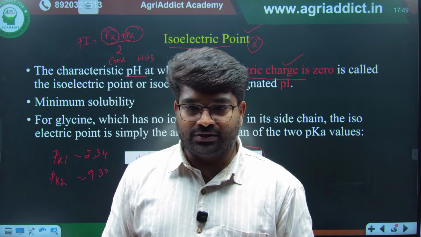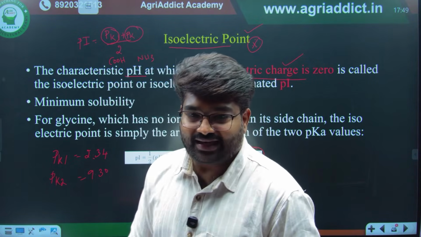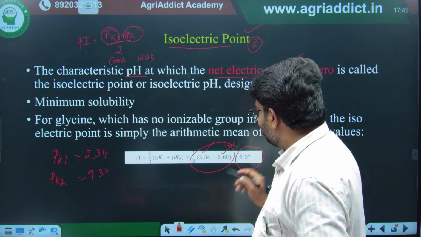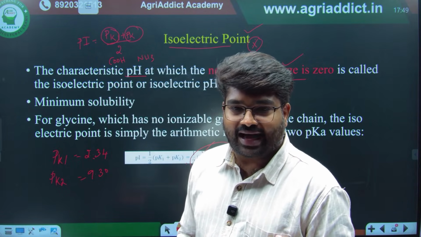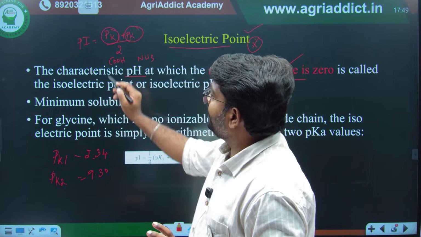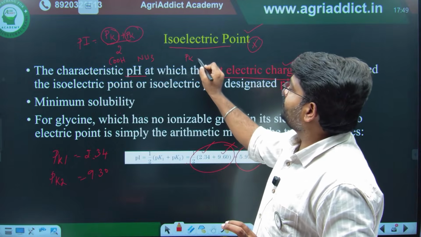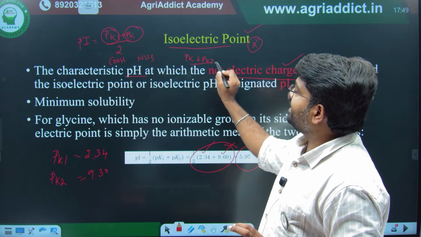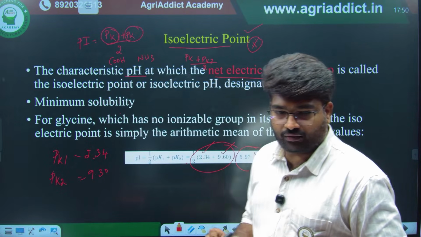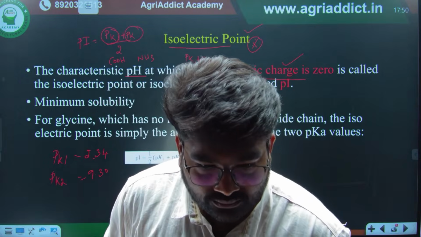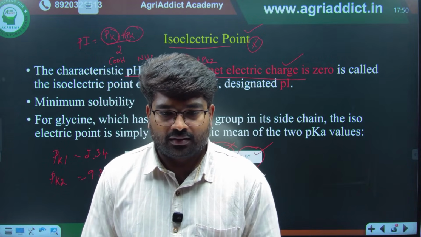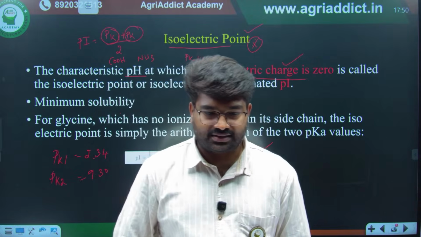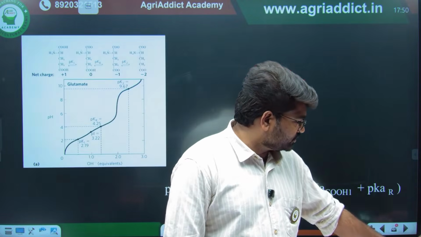Okay. So if you see the glycine PI, the value is 5.97, and the formula for calculating the PI is what? pKa1 plus pKa2 divided by 2. I hope this is clear for everyone. Clear? If clear, we are proceeding to the next thing.